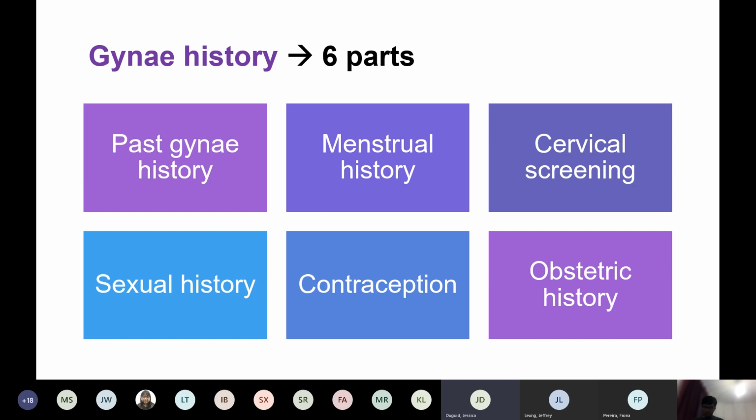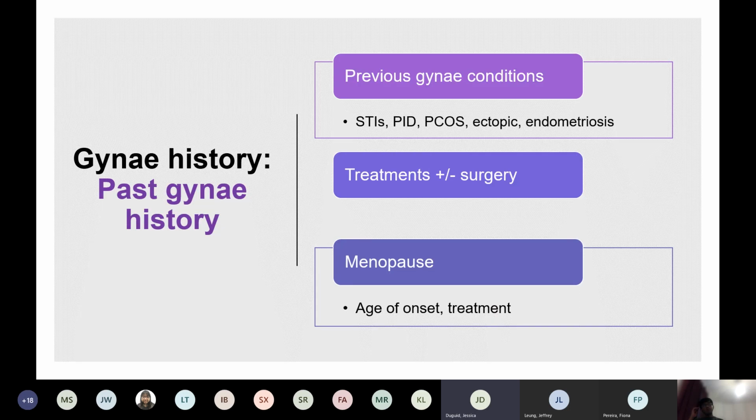So gynae history, you need to talk about past gynae history. What has the woman had in the past? Menstrual history, cervical screening, sexual history, contraception, and obstetric history. So what we're going to do is go through each one of these separately. We're going to start with past gynae history.